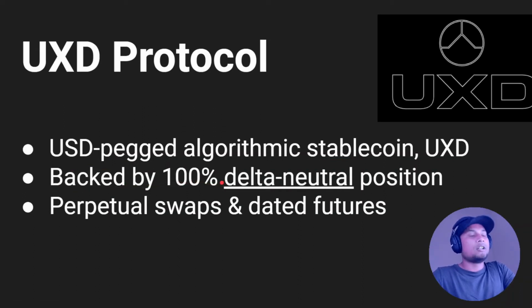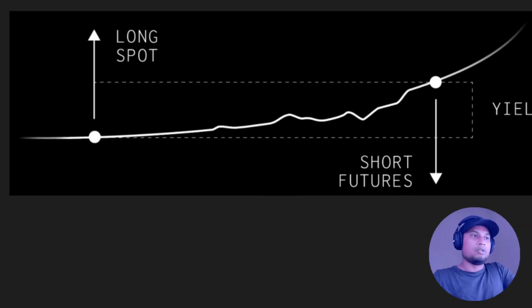It's backed by a 100% delta neutral position, which I'm going to show you shortly. Delta neutral position is basically a risk-free position. Of course, there are risks, but by the math, it's a delta neutral position. They're always hedging and creating that position. How do they do that? They leverage the derivatives market, specifically dated futures and perpetual swaps, and they use the spot market. This is how they create the delta neutral position. They long the asset in the spot market and then short that asset in the futures market. So meaning, let's say the collateral is BTC.